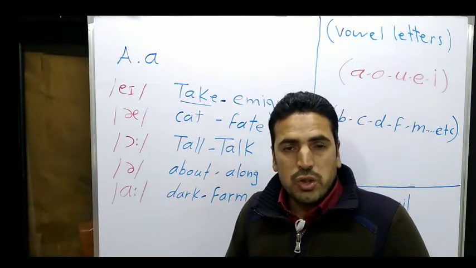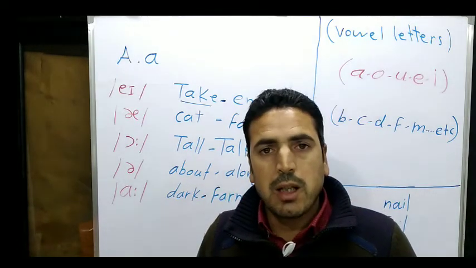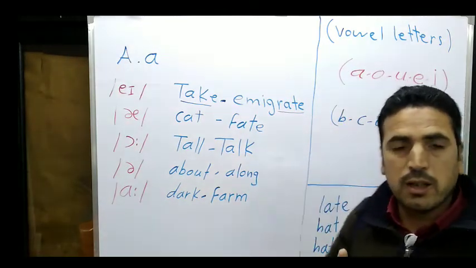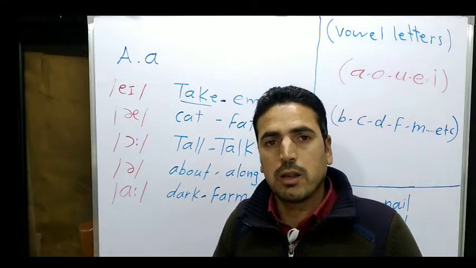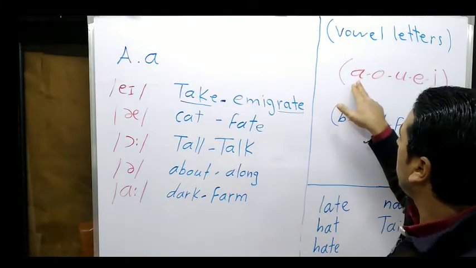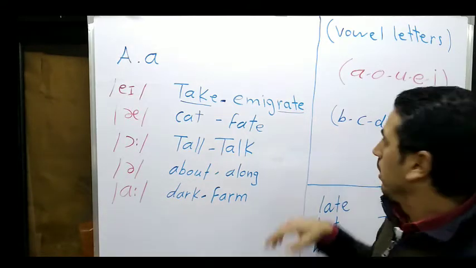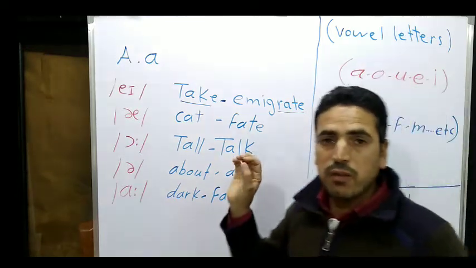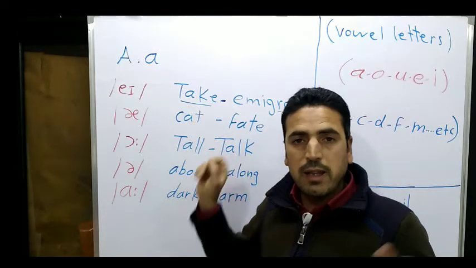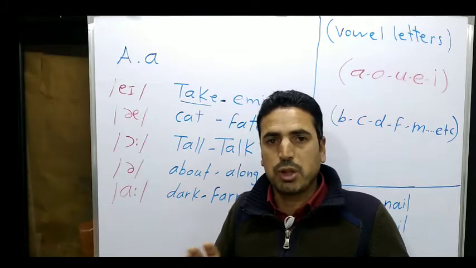We have in the English language vowel letters and consonant letters. The vowel letters are 5, and the other 21 letters are consonants. So those are the vowel letters: A, O, U, E, I. Whenever we have an English word, we have one of these letters inside it, and these letters give the word a special pronunciation and special meaning.